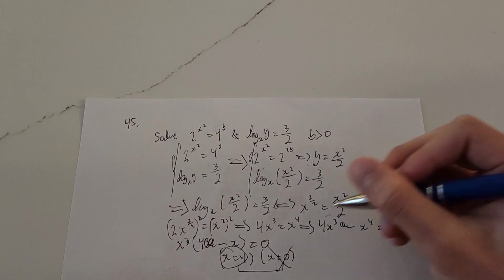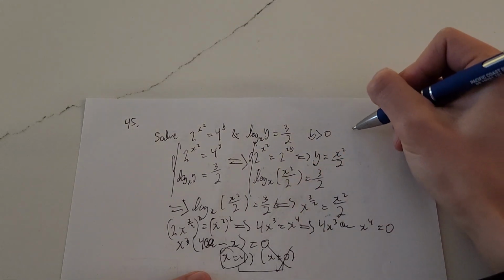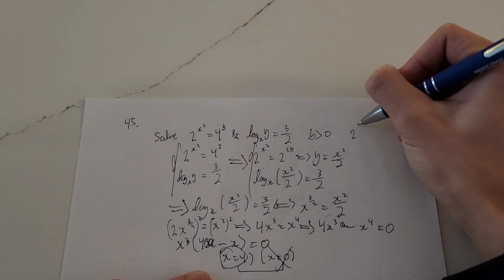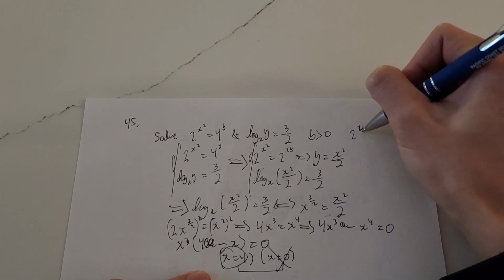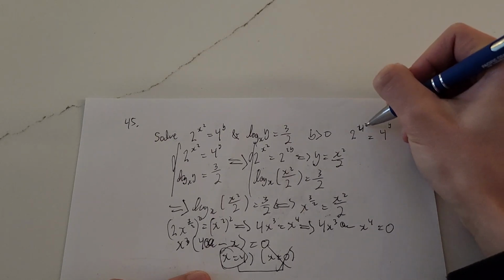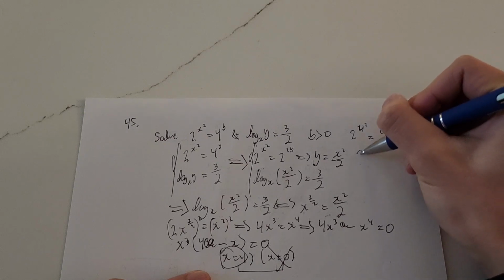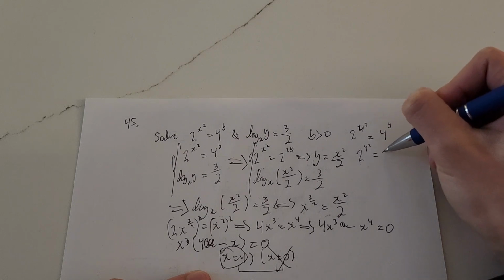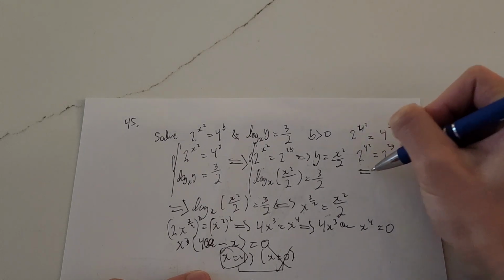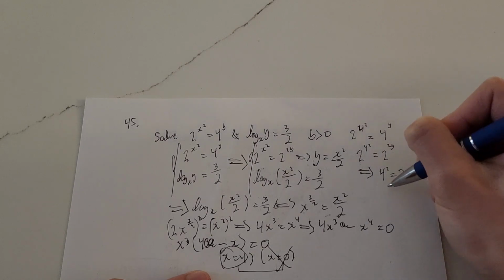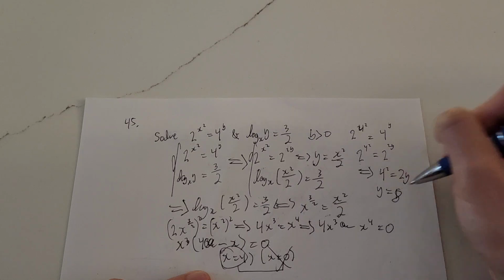So now we have x is equal to 4. That implies that we can just put it into this equation now. So 2 to the power of 4 squared is going to be equal to 4 to the y, right? And we can rewrite this as 2 to the 4 squared is equal to 2 to the 2y. And that is going to imply that 4 squared is equal to 2y, and y is going to equal 8.